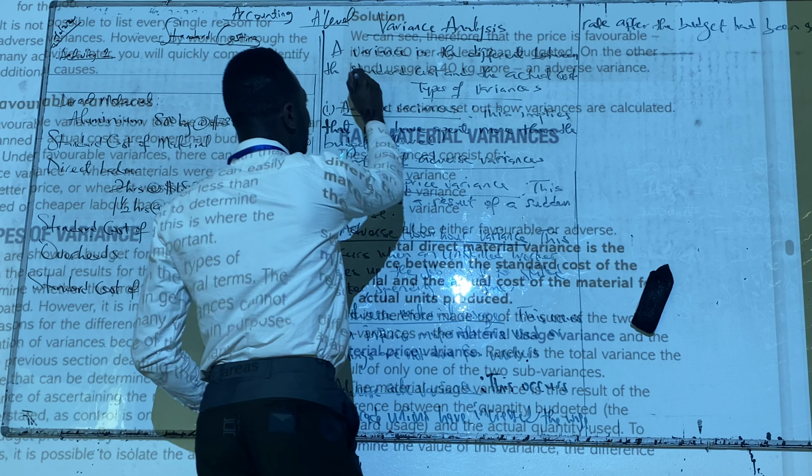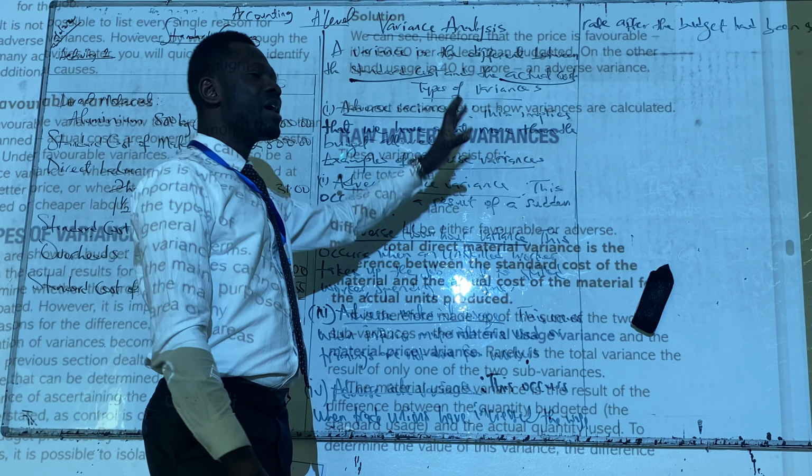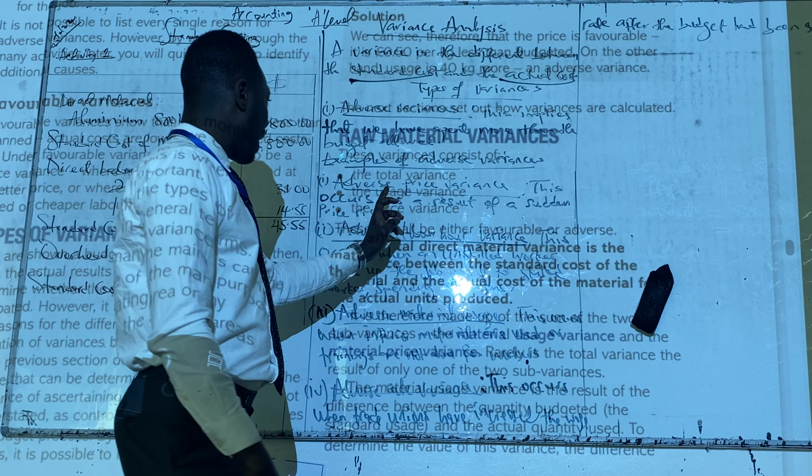Variance analysis is the difference between the standard cost and the actual cost, which is already known. So we have different reasons why we have variances, differences in budget. The first one, adverse price variance.